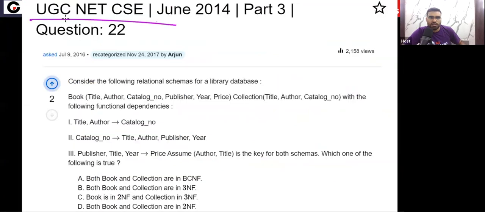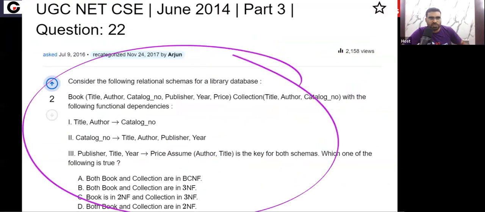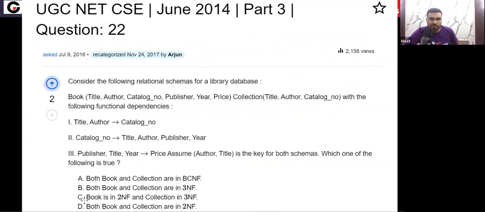Similarly for this UGC NET exam question, the same question came in the UGC NET exam. What will be the answer? Both are in BCNF, wrong. Both are in 3NF, wrong. This is in 2NF, this is in 3NF, this is correct. Both are in 2NF. See, the UGC NET people copied the question, but they also copied it wrongly.